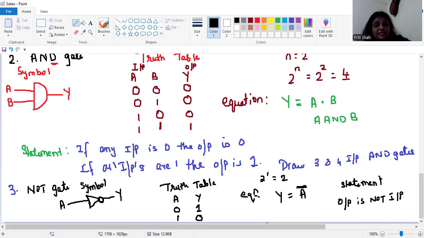So this is the last gate that we had to talk about, which is the basic NOT gate. All the other gates that we are going to look into are a combination of these three gates. Okay, so NAND gate, NOR gate, and XOR gate are the combinations of these three gates.